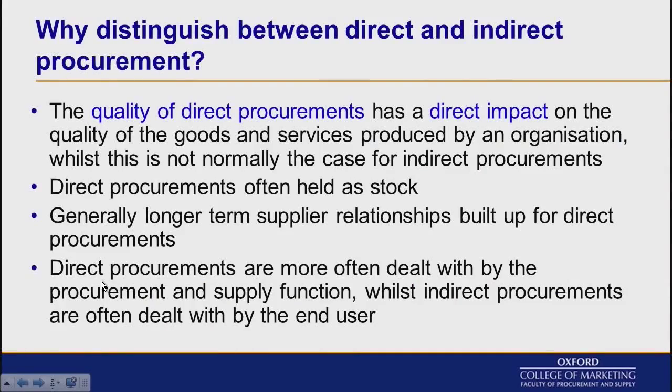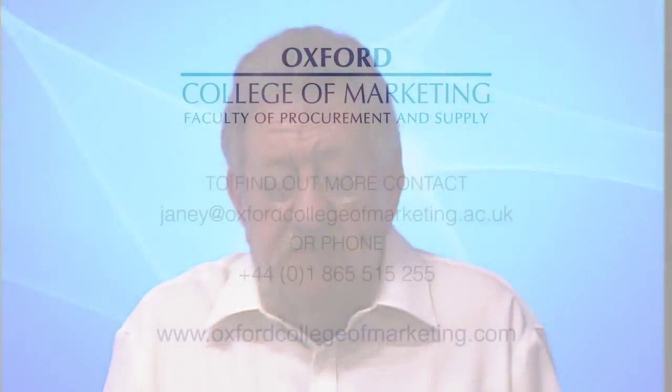The direct procurements are more often than not dealt with by the procurement and supply function, but often indirect procurements may well be dealt with directly by the end user within the organisation. Okay, so the office manager might directly order items of office stationery or whatever, or the maintenance people might order replacement items automatically without really working through the procurement and supply function.